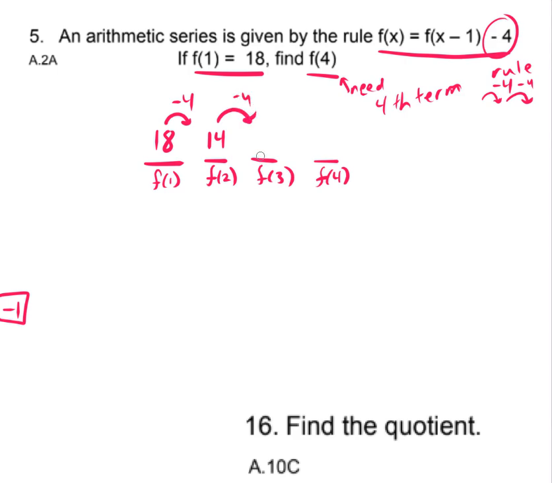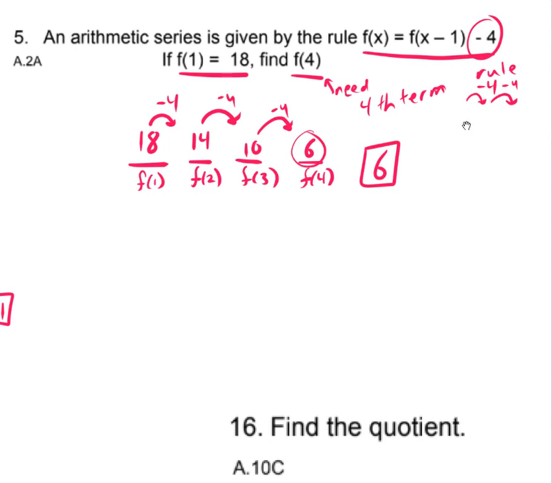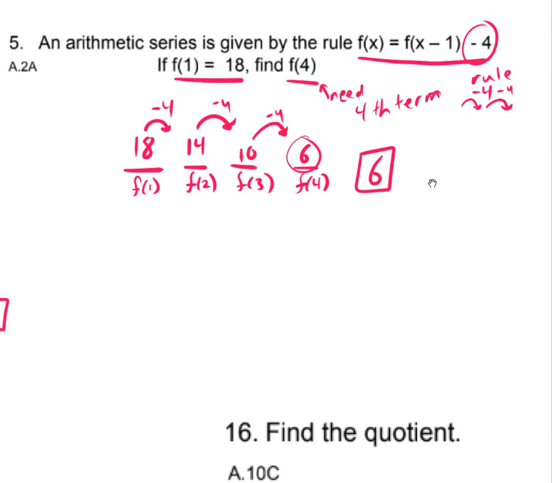Minus 4 is 10. Minus 4 is 6. So at this point I end up with 6. So f of 4 then is equal to 6. So 6, this looks like a B. So 6 is my final answer. Perfect. All right. So once again, f of 4, we needed the fourth term. We got it. And 6 is my final answer.